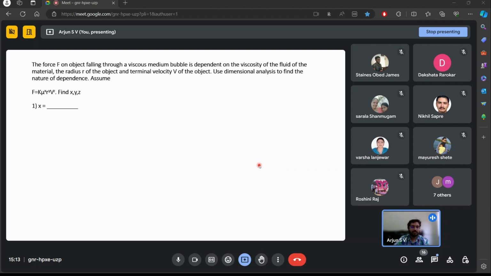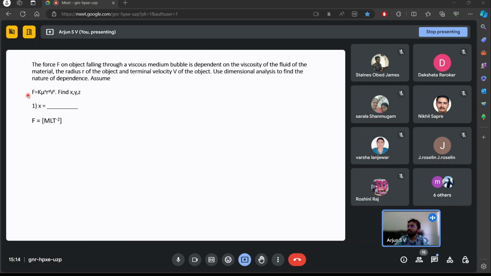The first four questions focus on dimensional analysis, which is a pretty easy topic, so we'll go with that first. The force F on an object falling through a viscous medium depends on the viscosity of the fluid, the radius r, and the terminal velocity v of the object. Use dimensional analysis to find the nature of dependence. Assume F is equal to k mu power x r power y v power z. Find x, y, z. The first question is x, the second is y, and the third is z. We will start this dimensional analysis by establishing the dimensions of each physical quantity.